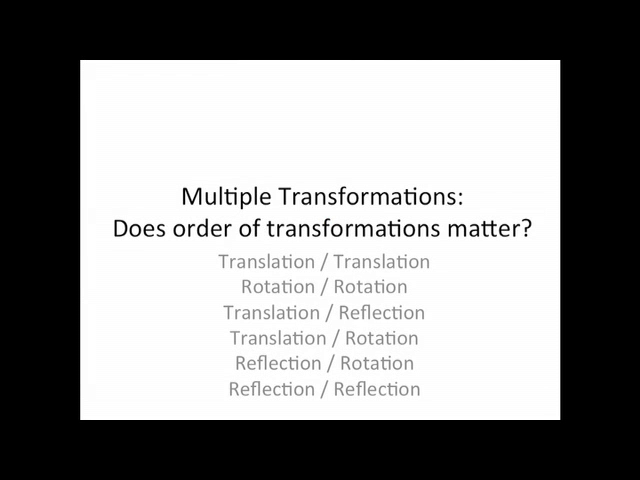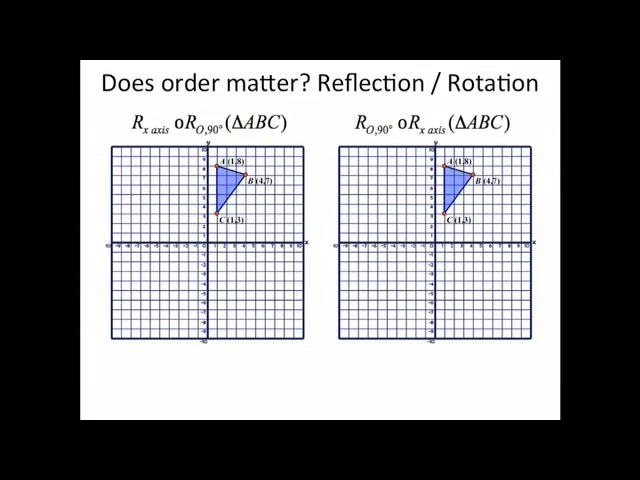The next set of multiple transformations we're going to look at is a reflection and a rotation, and we're going to look at does order matter for those two. So this first one, again using our geometry notation, says I should reflect across the x-axis and then I should rotate around the origin 90 degrees and do that for triangle ABC. This one says the opposite order. So I'm going to rotate around the origin 90 degrees, then I'm going to reflect across the x-axis for triangle ABC.